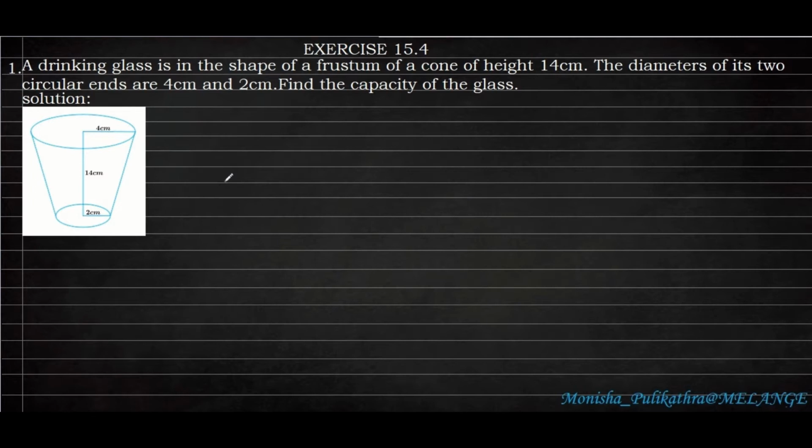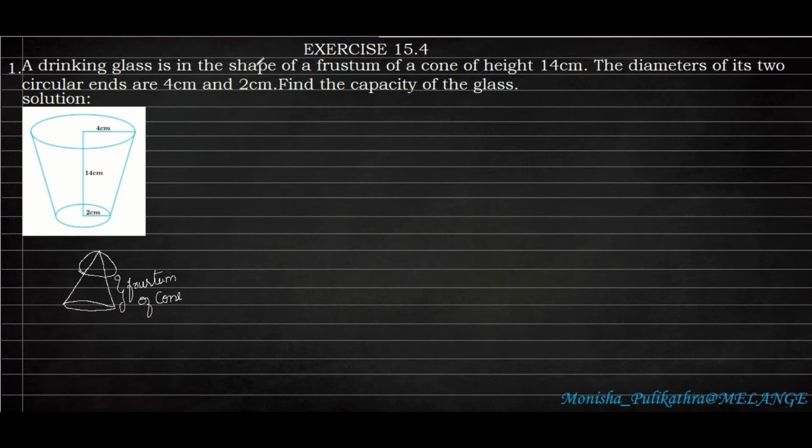Moving on to the last exercise, exercise 15.4. The first question is: a drinking glass is in the shape of a frustum of a cone. Frustum of a cone means that in a cone, if we cut out the starting portion, the remaining solid is said to be a frustum of a cone. So this part is said to be the frustum of a cone.